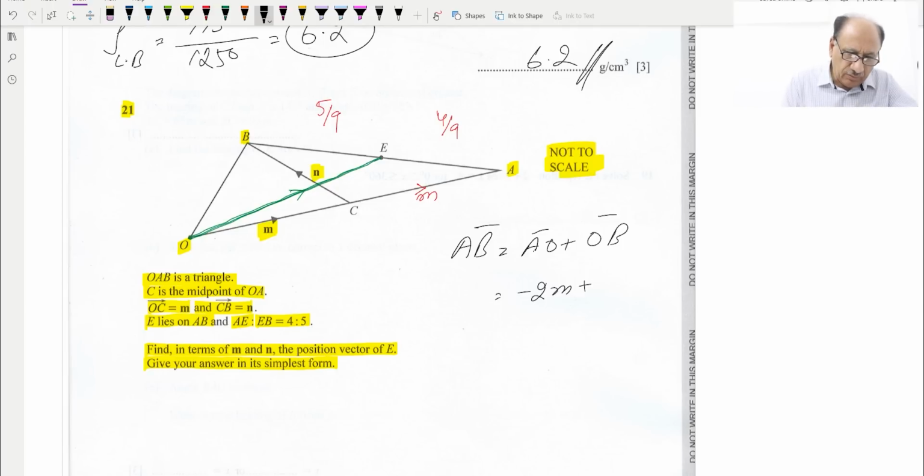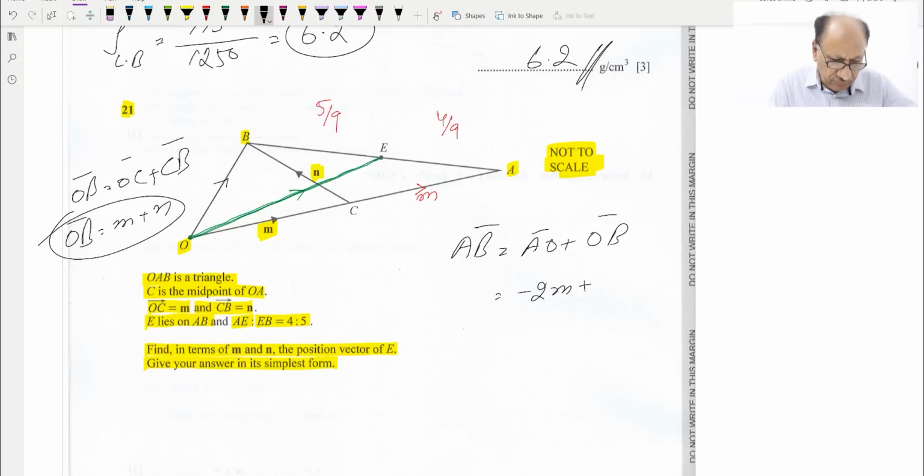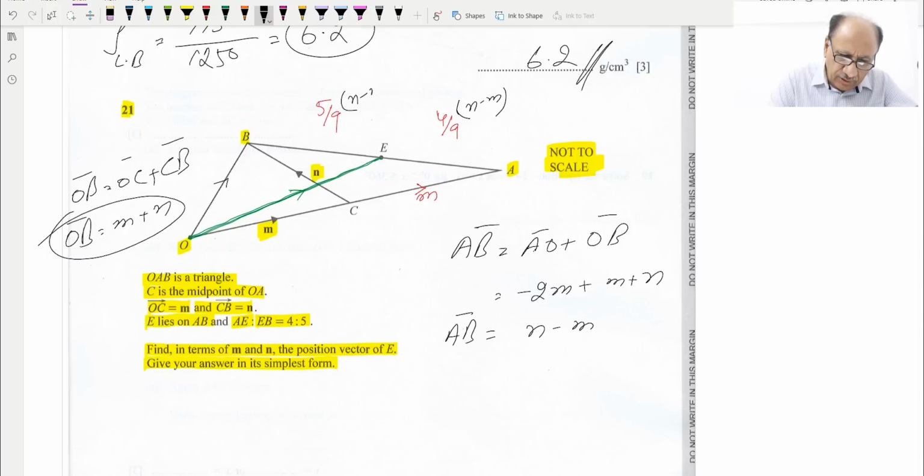OB we can find basically, OB will be equal to OC plus CB, and OB will be equal to M plus N. So this OB value we can replace here, which is M plus N. So this will be N minus M. We can write this is our AB, and then we can write this 4 by 9 N minus M, and this will be 5 by 9 N minus M.